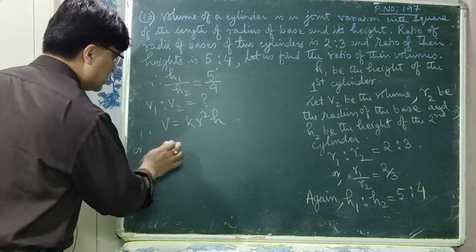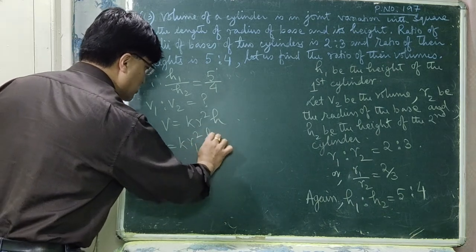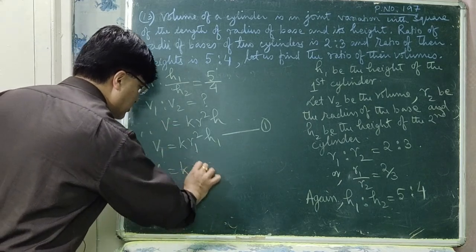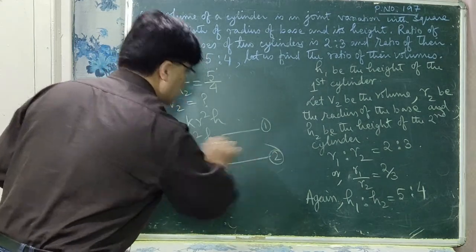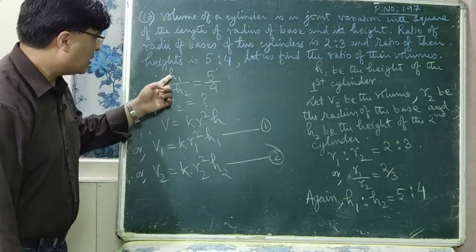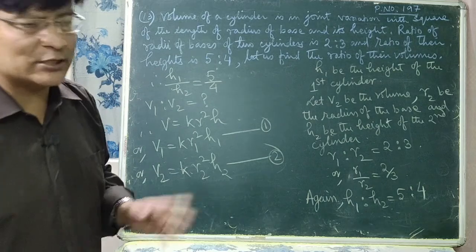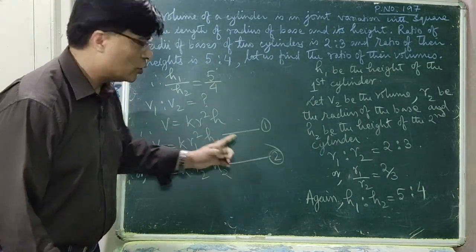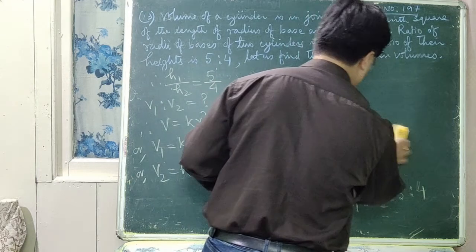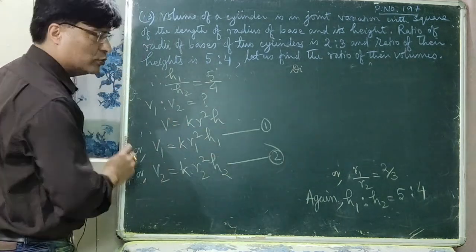So now, in this case, let us use V1 instead of V: V1 is equal to K into R1 square into H1. Suppose this is equation number one. Again, you can replace V by V2: V2 is equal to K into R2 square into H2. Suppose this is equation number two. Okay. So now you know the value of R1 upon R2 is equal to 2/3, and H1 upon H2 is equal to 5/4. And now you have to find out V1 upon V2. That means you have to find out V1:V2. So you have to divide 1 by 2 so that we can get the value for V1/V2.